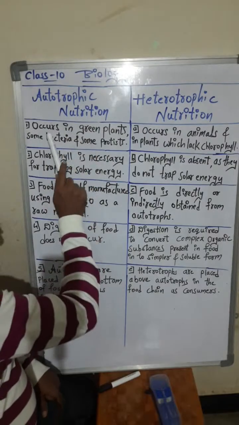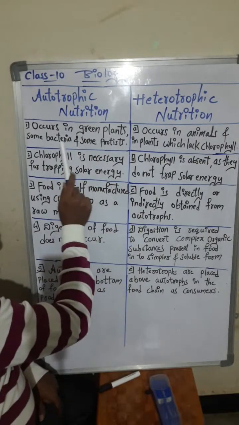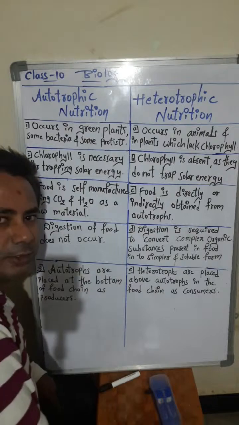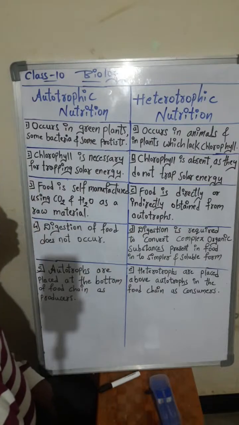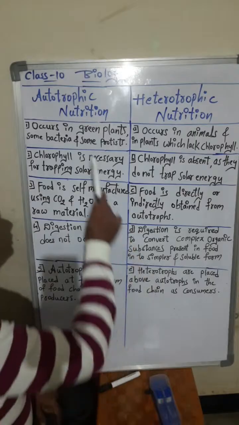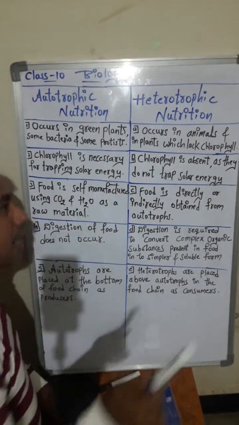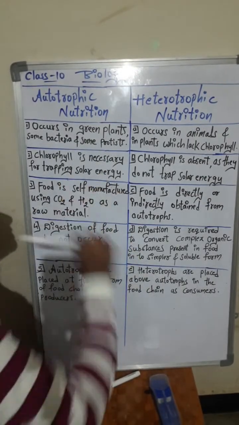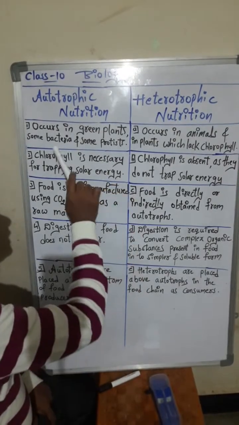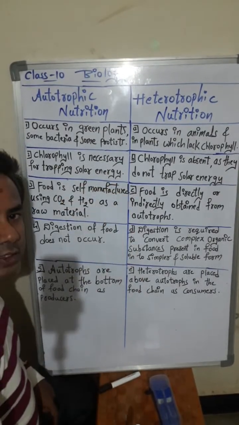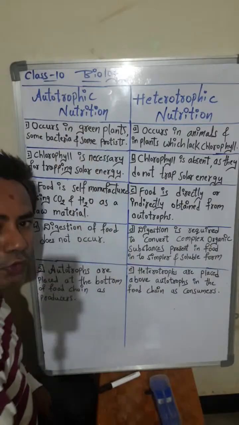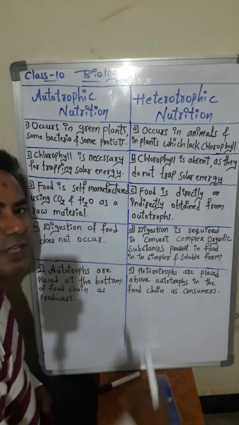Autotrophic nutrition occurs in green plants, some bacteria and some protists. See, they have not only mentioned green plants, they have also mentioned some bacteria and protists. These organisms have chlorophyll, so that's why they come under autotrophic nutrition with the help of sunlight.